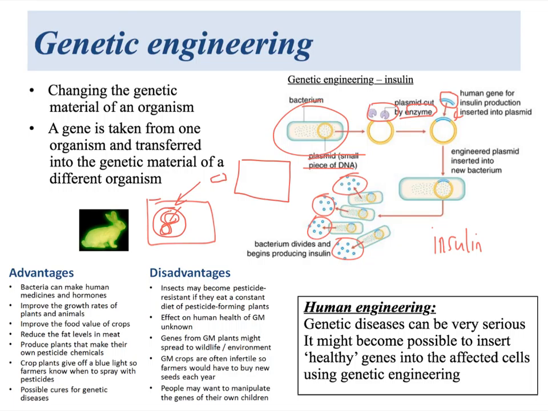Particularly with GM plants, what you might get is the genes from these GM plants spread into the wildlife, so you no longer have proper wild varieties. You might get infertile plants, so they have to be replaced each year. The effect on human health of GM is unknown, but we can improve the quality of crops. We can maybe reduce pesticides. So if this is a pesticide gene, it is a gene that kills pests, maybe by producing a poison. Then that means we don't have to use as many pesticides.